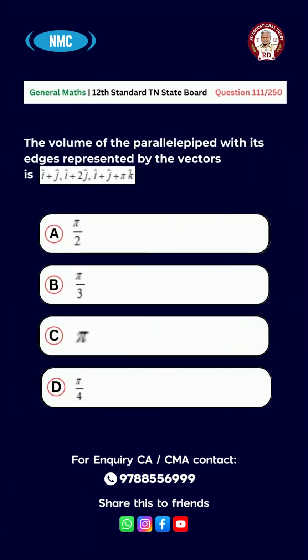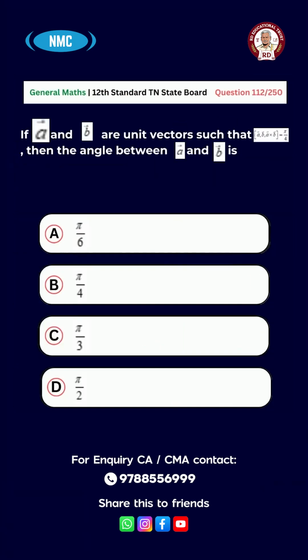Question number 111. The volume of the parallelepiped with its edges represented by the vectors i cap plus j cap, i cap plus 2j cap, i cap plus j cap plus pi k cap is: option A pi by 2, option B pi by 3, option C pi, option D pi by 4. The correct option is option C, pi.